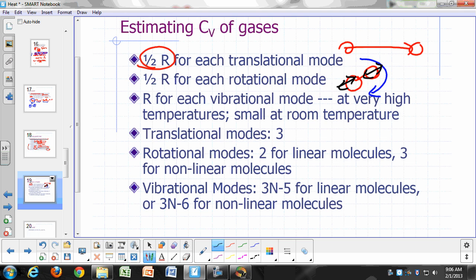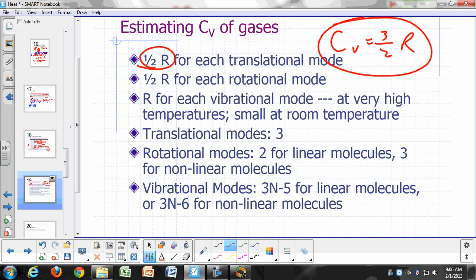So if you just have a monatomic gas, then your CV for a monatomic gas would be 3/2 R. If the only thing your gas particles are able to do is move from place to place, there's no rotation, no vibration, then your heat capacity at constant volume is 3/2 R. That's 1/2 R for each degree of freedom, for each translational mode. Now for each rotational mode, you get 1/2 R.